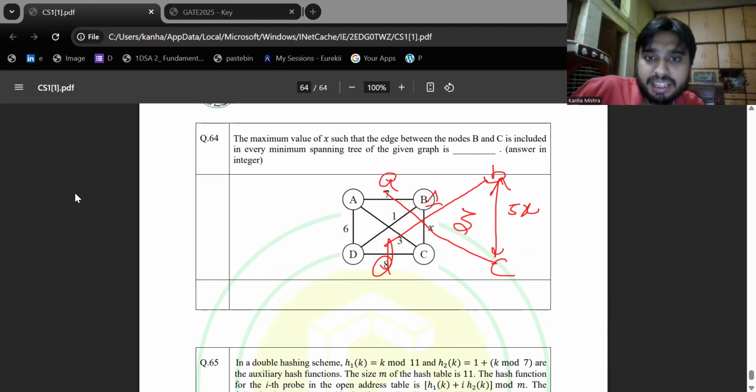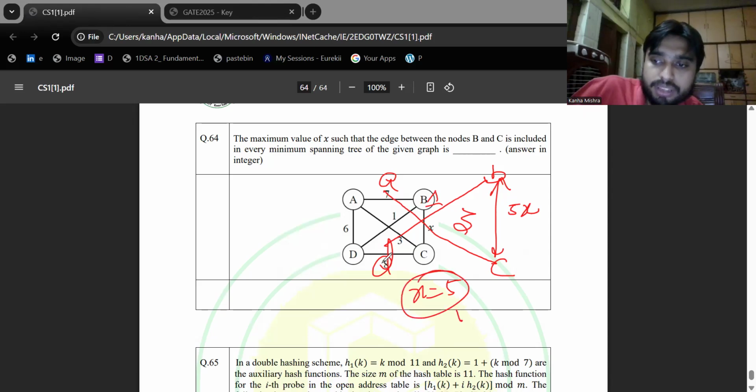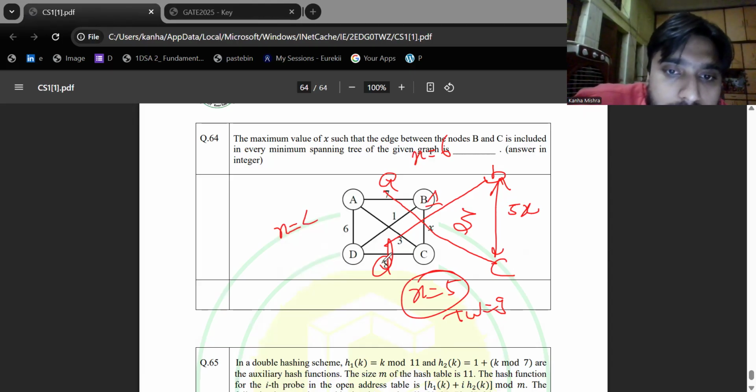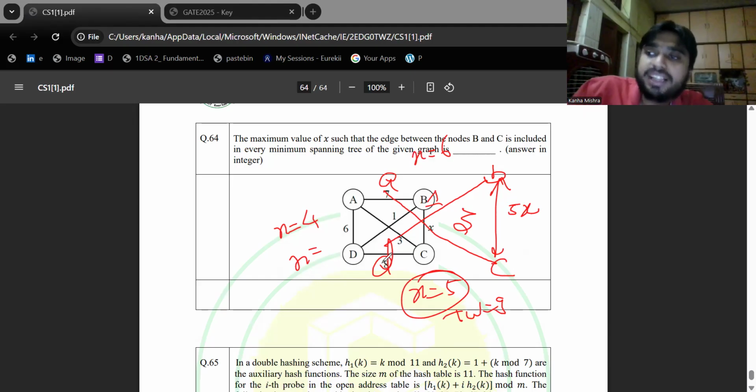BD, AC, and BC. This particular thing, if I put X as at most 5, then the maximum value of X can be 5. Then the total weight comes out to be 9. If I put X as 6, you can see that there is an MST without BC as well. So for X as 4, the same holds, and this is the minimum one. I want to find the maximum value of X. So I started putting X as 1. It is a hit and trial question. Put X as 1 and check the minimum ones. Then put X as 2, X as 3.